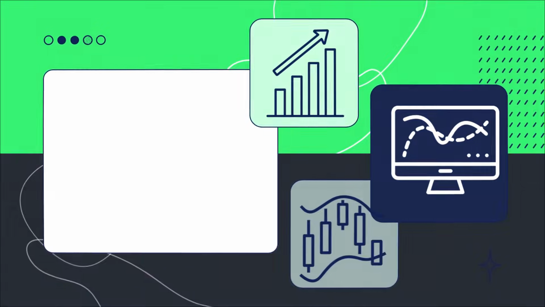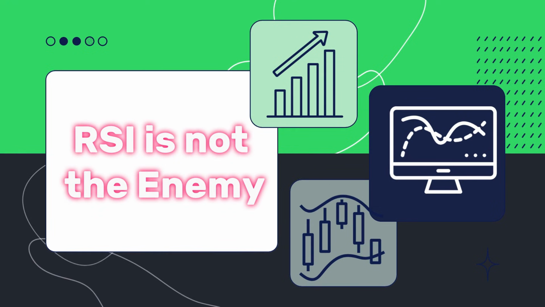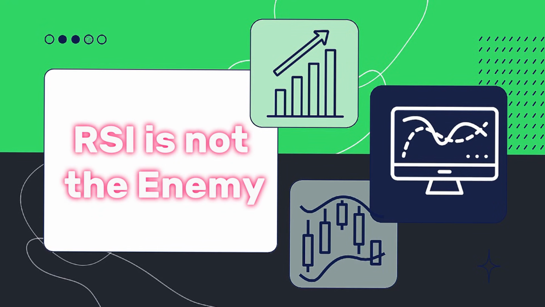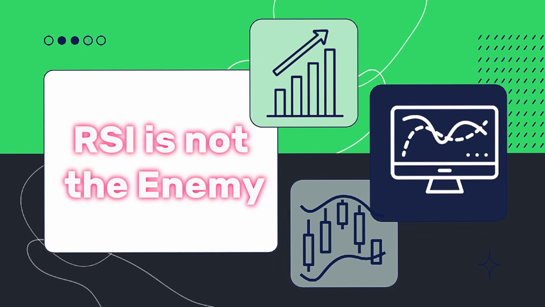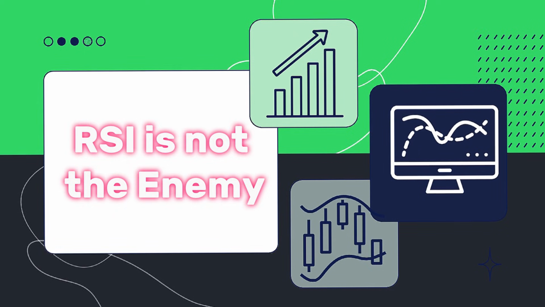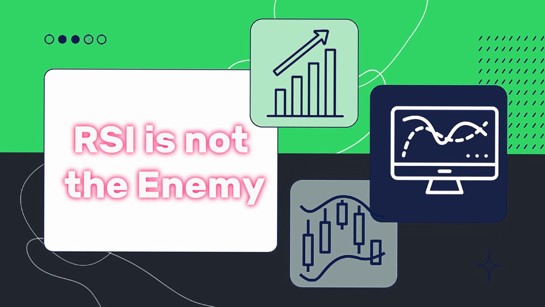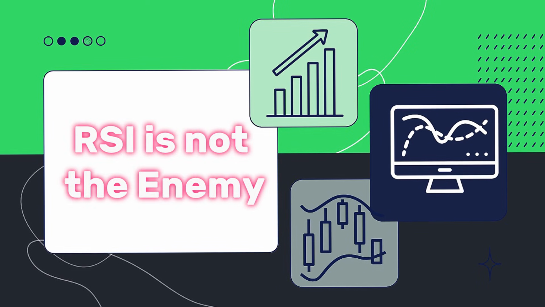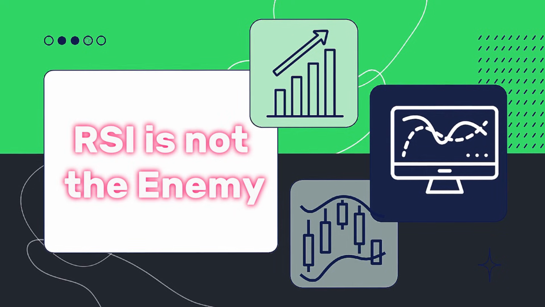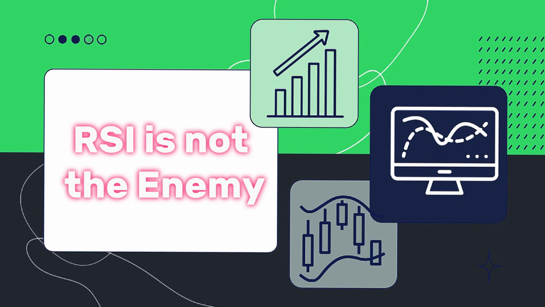Okay, that's it for today's lesson. RSI is not the enemy. The problem is misunderstanding signals, acting too fast, or ignoring the trend. Wait for RSI to exit overbought or oversold, follow the main trend, and confirm the price levels. This way, RSI becomes a reliable scalping tool, not a trap.